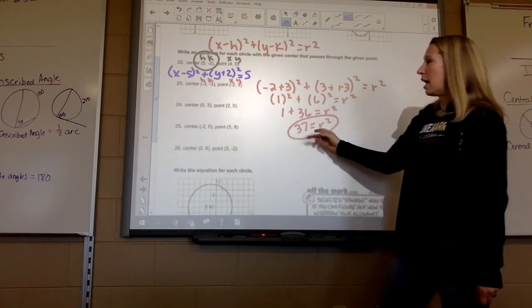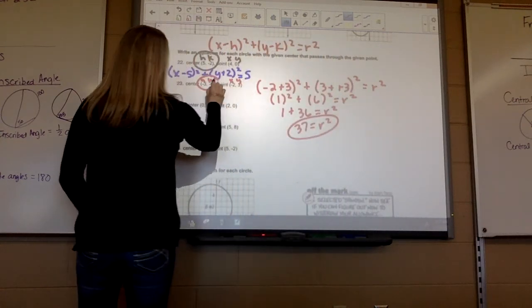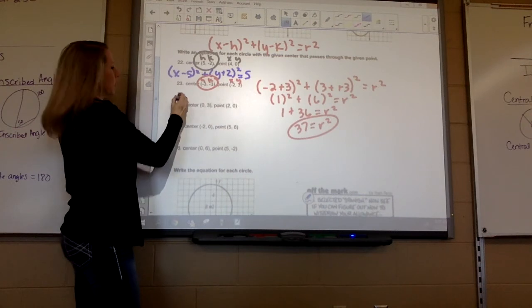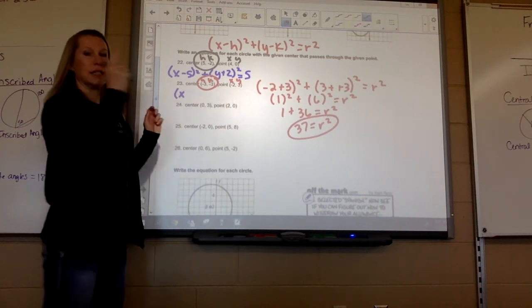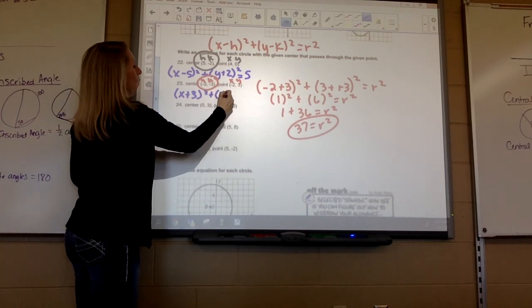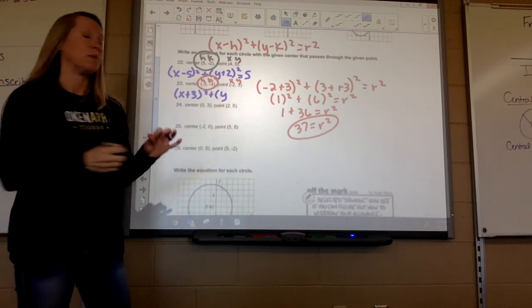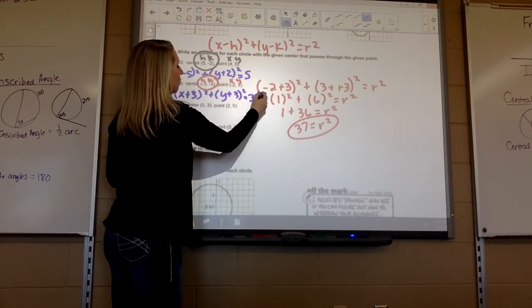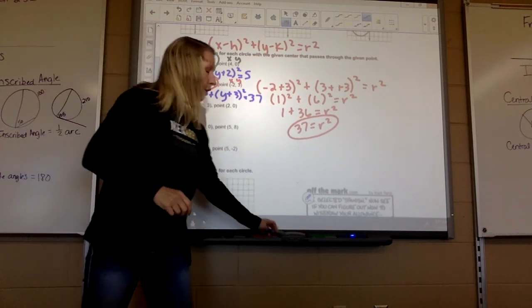So I will use that and my center and plug it in to my equation. So x minus a negative 3 would be plus 3 squared. y minus a negative 3 would be plus 3 squared equals my radius squared, which is 37. So I hope that helps.